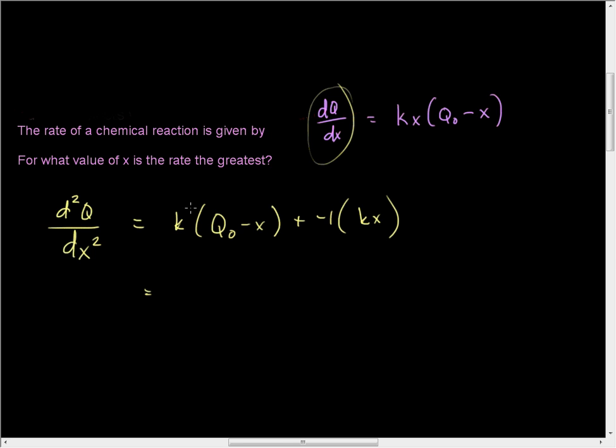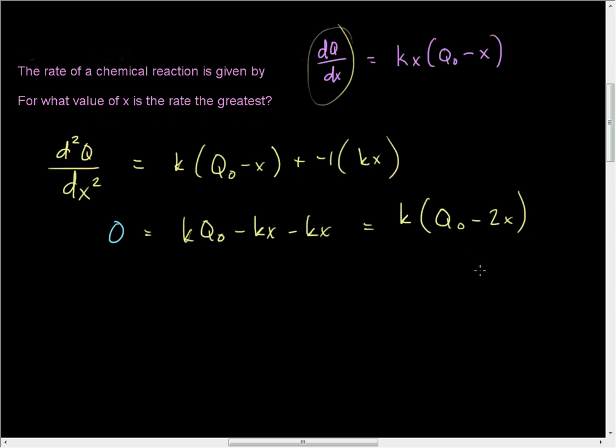Okay, so if we just clean this up a little bit, kq naught minus kx, which gives us k times (q naught minus 2x). And so now setting that equal to 0 because we want to find out the maximum. Okay, so now we actually know that this is going to be a maximum if you just take a look at the original equation, it's going to have a negative x squared, and so this is going to have to be the maximum.